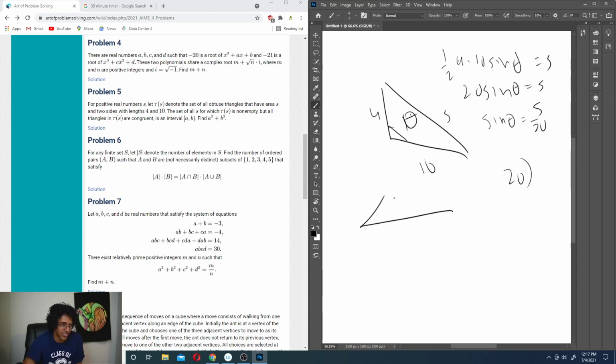Point is, I guess, that... Oh, so you could have an obtuse angle at a different angle is the point. Okay.